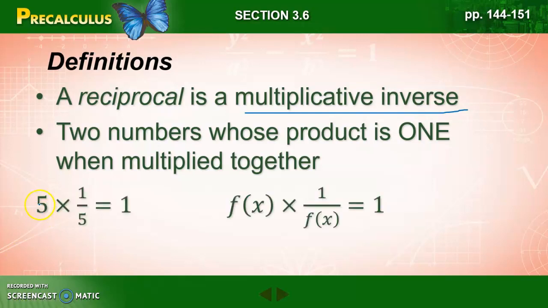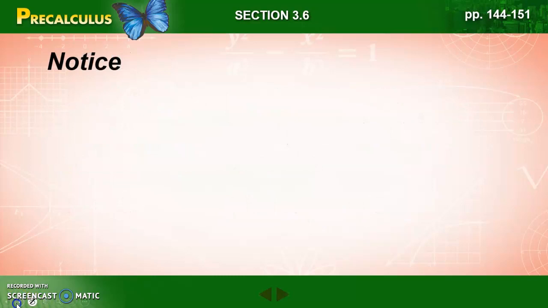So the inverse of 5 is 1/5 because 5 times 1/5, two numbers when multiplied together, their product is 1. And then the inverse of f of x would be 1 over f of x. These are inverses. When multiplied together, they equal 1. So hopefully you remember what reciprocals are from algebra. Let's take this then into the world of functions.